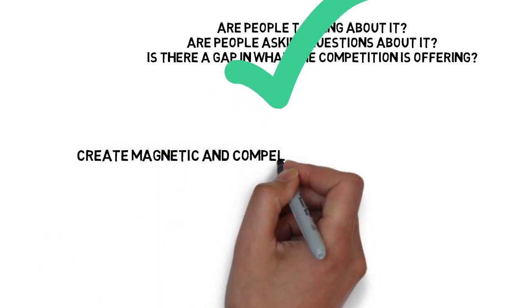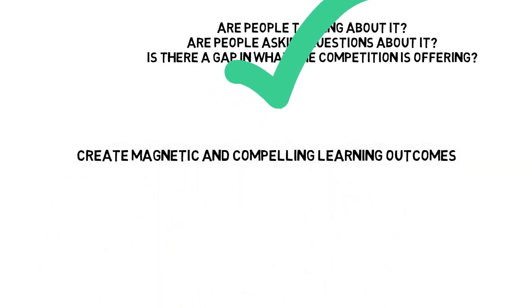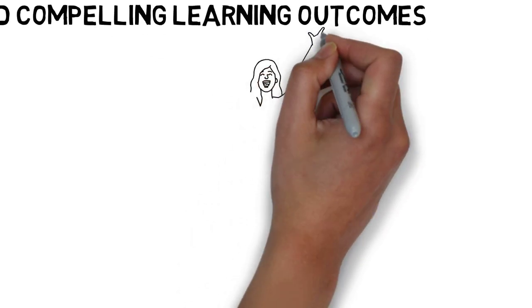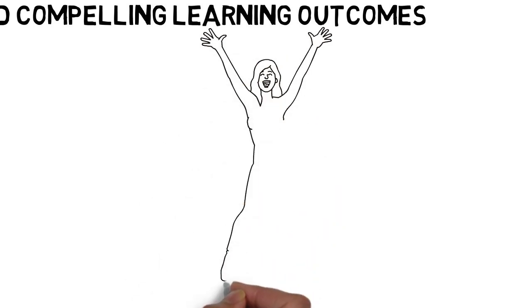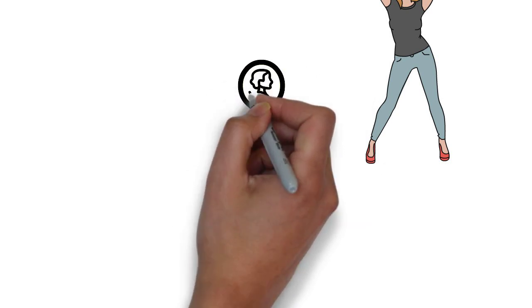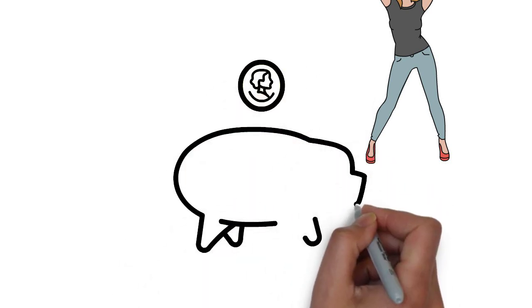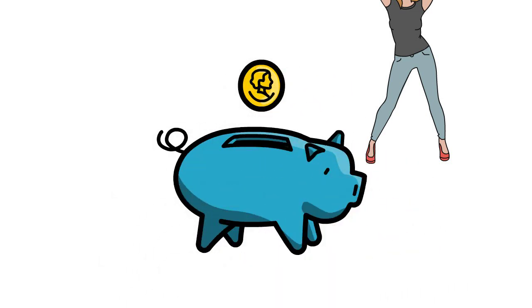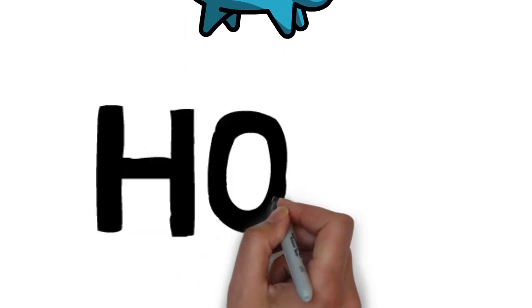Create magnetic and compelling learning outcomes. Don't underestimate the importance of learning outcomes. If you don't do this for your online course, you could severely risk your reputation and your bottom line, let alone it will make the course creation process a frustrating one. Would you hand over your money to someone for a product you don't understand and you have no idea what it will do? Of course you wouldn't. Just because you know what the course will give to your students, it doesn't mean they will know. If your student doesn't know how your course is going to help them, they are unlikely to buy it.